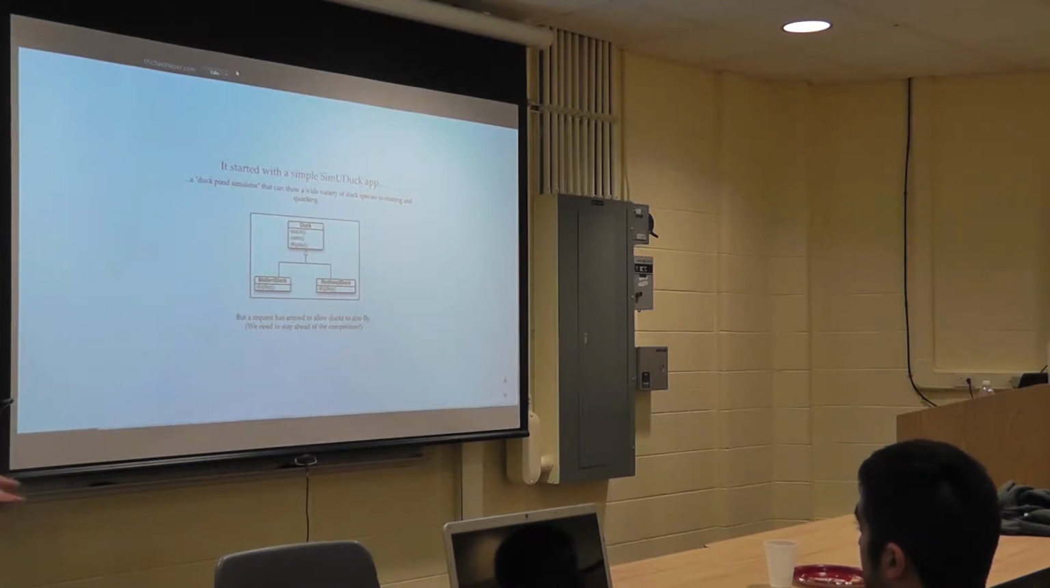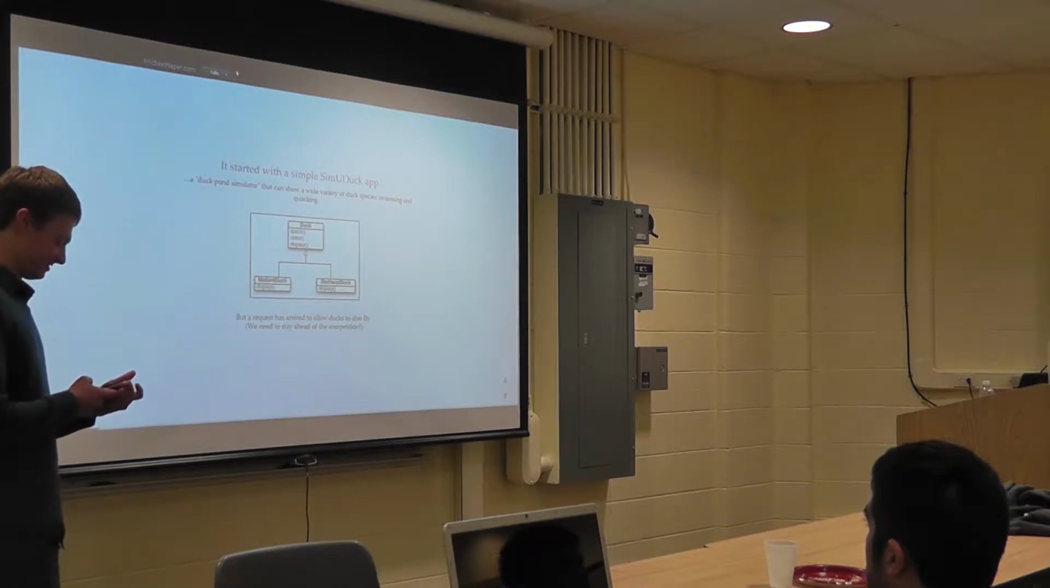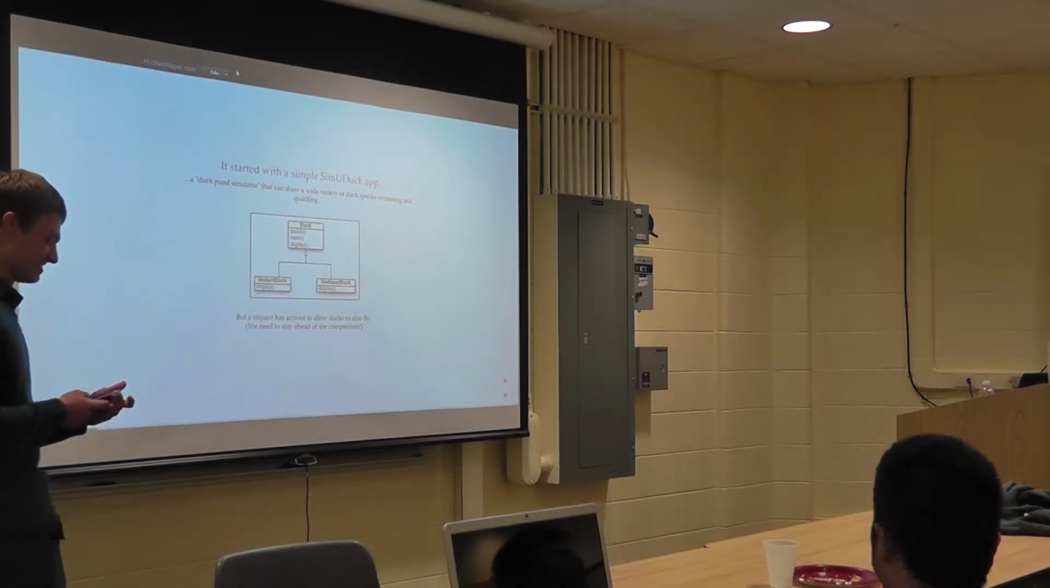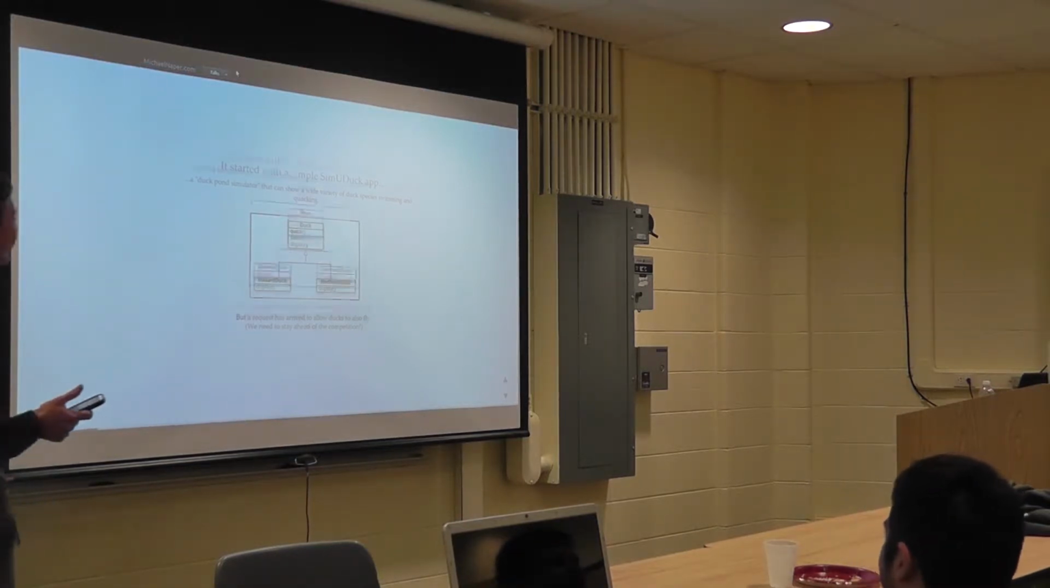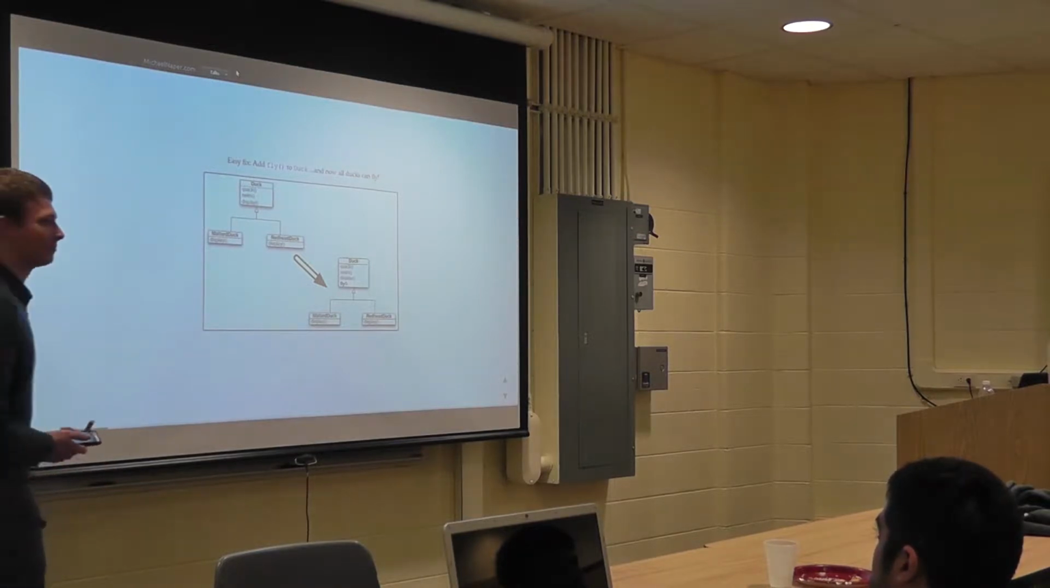So who can think of just a way to add flying behavior right off the bat? Really easy. Anyone want to shout it? Okay, what do we want to do to duck? Add the fly method. Yeah, okay, so that sounds good. Right, so we can do an easy fix, which is just to add fly to duck, and now all ducks can fly. But there's a problem with this.